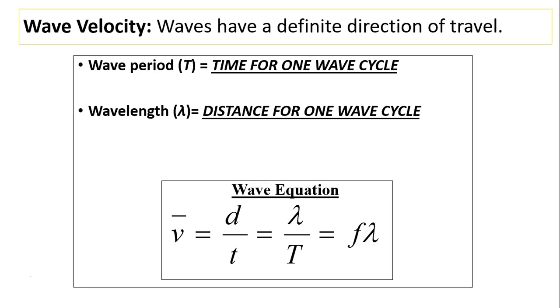So to find the speed, speed equals the distance over time. That's the first equation we learned in this class. The distance for one cycle is the wavelength. The time for one cycle is the period. So v equals wavelength divided by period. 1 over period is the frequency. So wave speed equals frequency times wavelength. That is the wave equation.